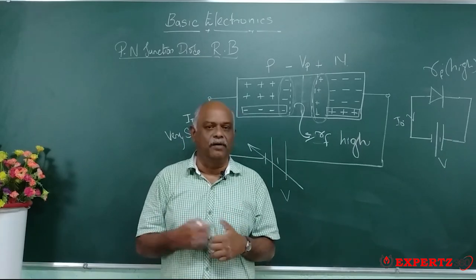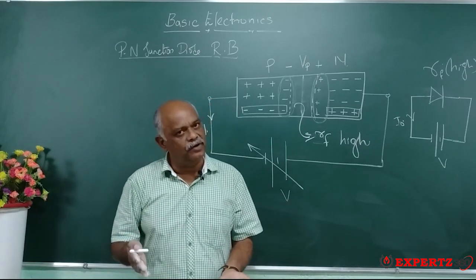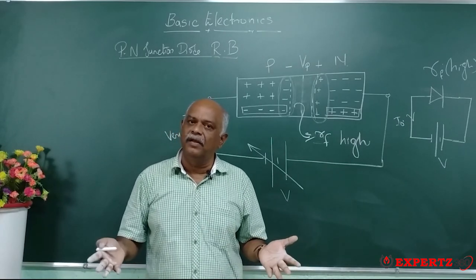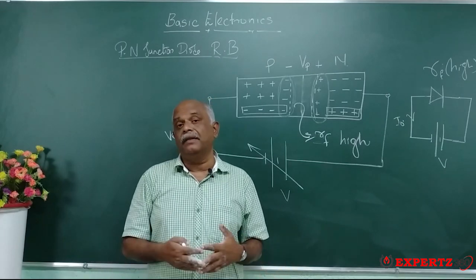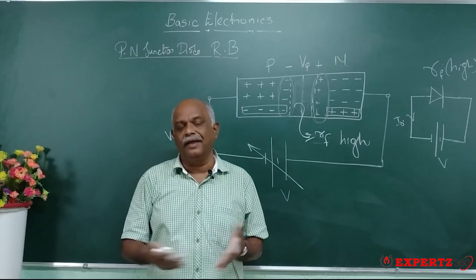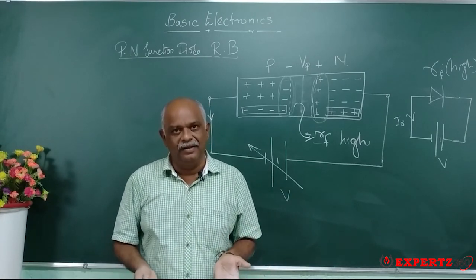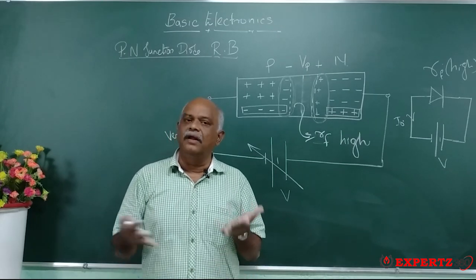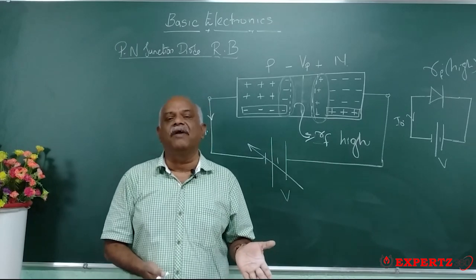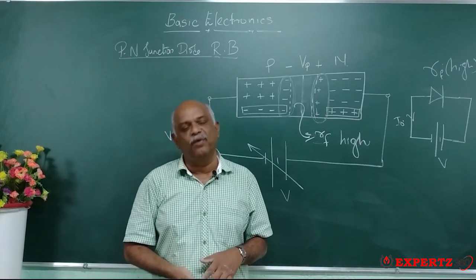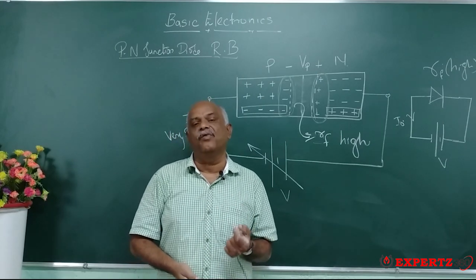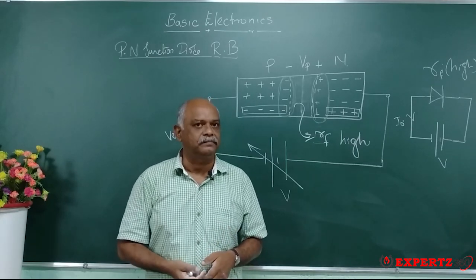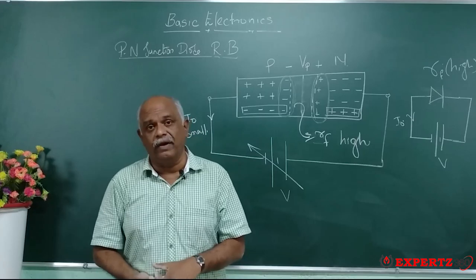Now, next one was forward bias. The p-type material is connected to the positive terminal of the battery and the n-type material is connected to the negative terminal of the battery. The majority carriers are repelled by the positive and negative terminals of the battery, and the excess charge carriers get attracted. Therefore, the potential barrier voltage reduces, the electric field reduces, the depletion region width reduces, and there is a flow of current from P to N, which you call the forward current of the diode. There is a small resistance offered by the diode, which you call the forward resistance of the diode, which is negligible.